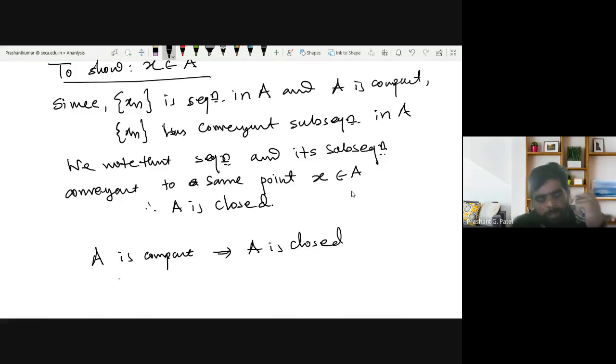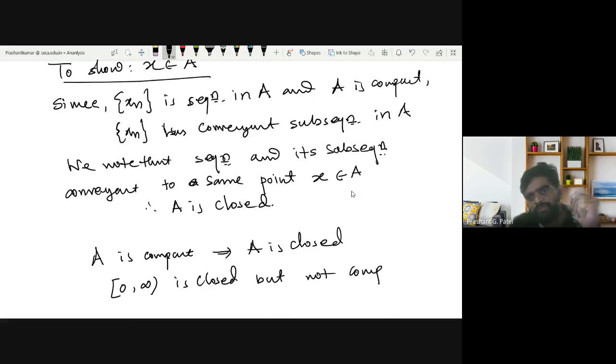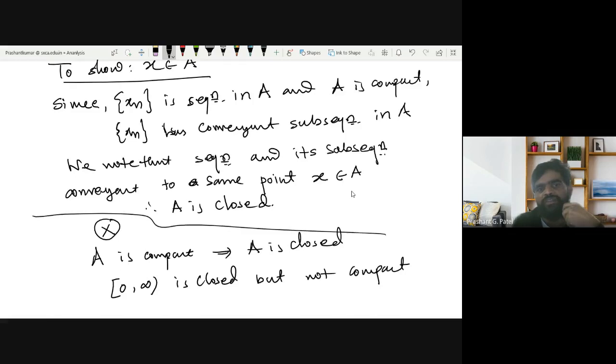The example is, you can consider [0, infinity). This set is a closed set, but it is not compact. It is closed but not compact. Why? Because it is not bounded. It is a subset of R with the usual metric. So the converse of this result is not true. If you want the converse to be true, then you require X to be compact, and A a subset of that. So in that sense, this result will be true in that metric space.